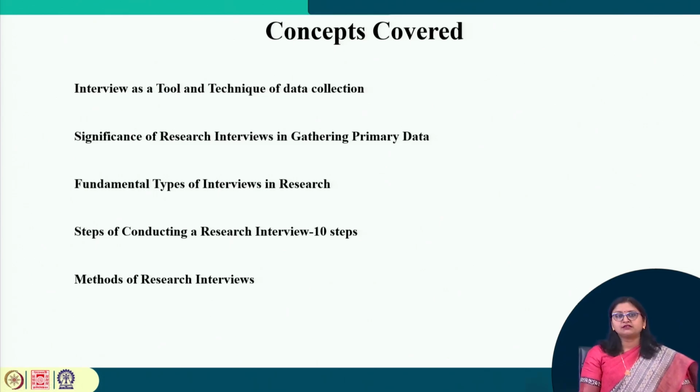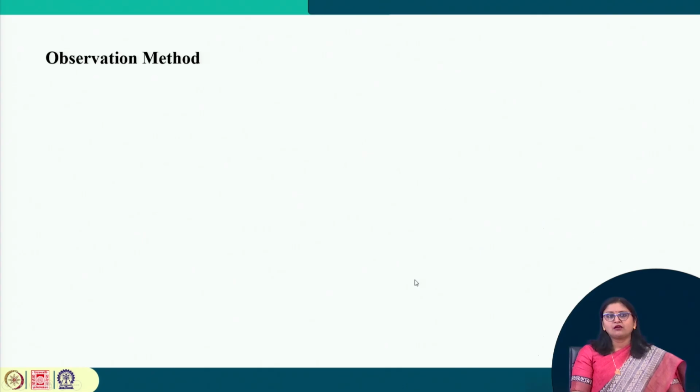Before going to the lecture, we will go through the concepts covered till now. We have covered the interview as a tool and technique of data collection, the significance of research interviews in gathering primary data, fundamental types of interviews in research, steps of conducting a research interview, 10 steps were there, and the methods of research interviews, the personal and telephonic. Now we will start with the observation method.